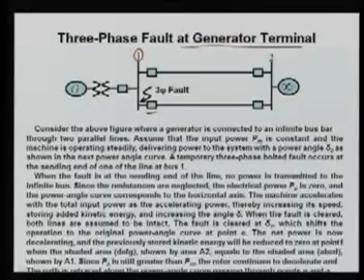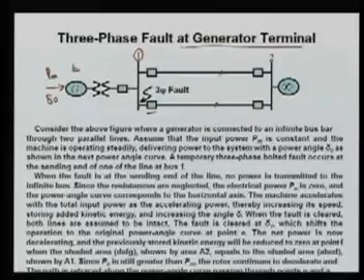Again, this system is similar to our previous system: a generator is connected to an infinite bus bar through two parallel lines, line 1 and line 2. Assume that the input power PM is constant, and the machine is operating steadily, delivering power to the system with an angle delta naught. Here, E angle delta naught is during the steady state, and that will be shown in the next curve.